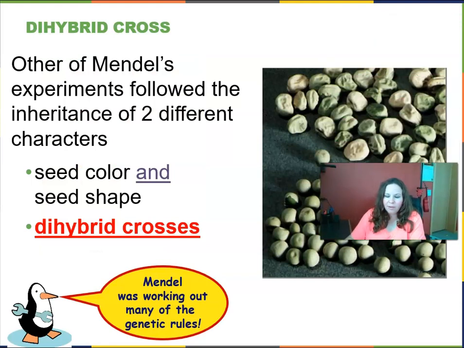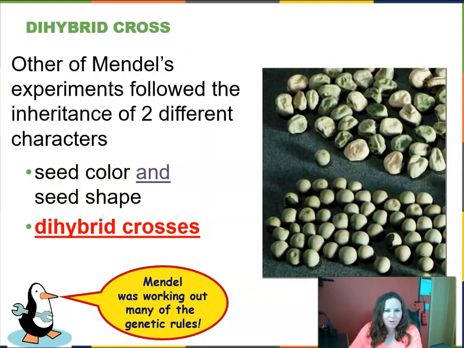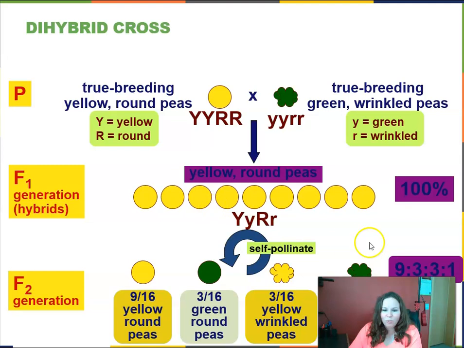But we can do things a little bit deeper here. We can track two traits at a time, which Mendel actually did. Those are called dihybrid crosses, where you're looking at two things at a time, such as seed color and seed shape. So when we look in the picture here, we can see there's both yellow and green seeds, and we can see that some of the seeds are nice and round, but others are wrinkled. So this helped Mendel work out some genetic rules.